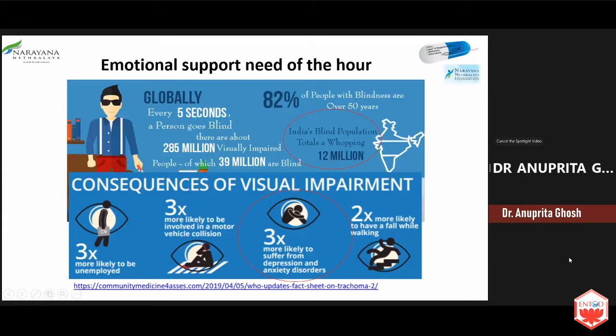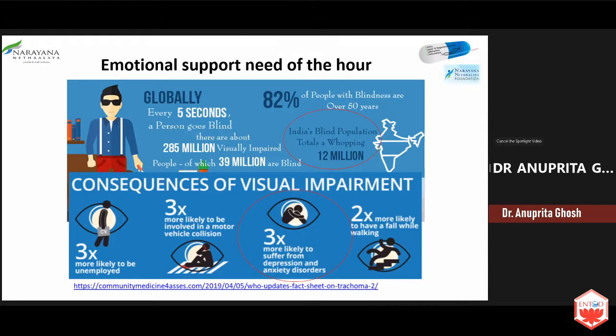Okay, fine. So as I was saying, visual disability is indeed a big challenge. Even though the first question that they ask us in the retinal clinic is, is there any therapy available right away? Unfortunately the answer is no, but emotional support is the need of the hour.